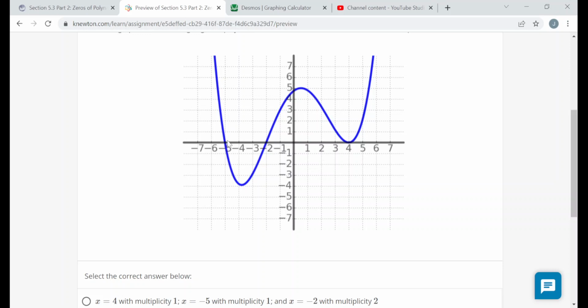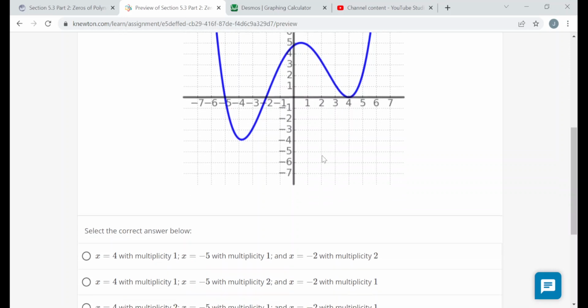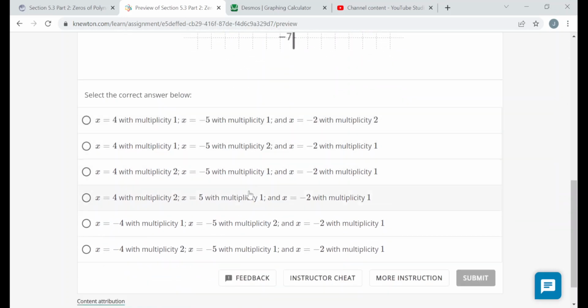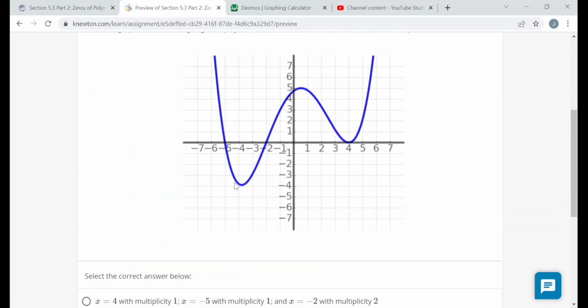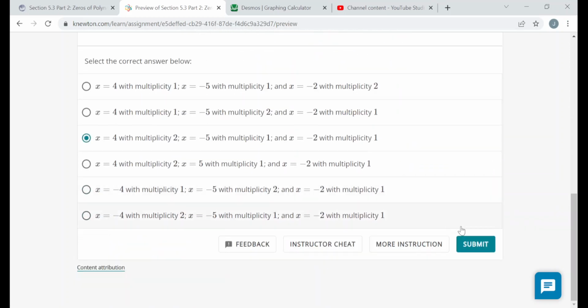So negative 5 with a multiplicity of 1, negative 2 has a multiplicity of 1, and 4 has a multiplicity of 2. And then look at which one matches. So it looks like this one here. Right? 4 with a multiplicity of 2, negative 5 with a multiplicity of 1, and negative 2 with a multiplicity of 1. This looks like it matches what I was saying about the graph. And that's it.